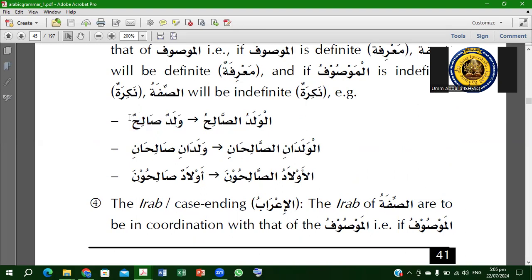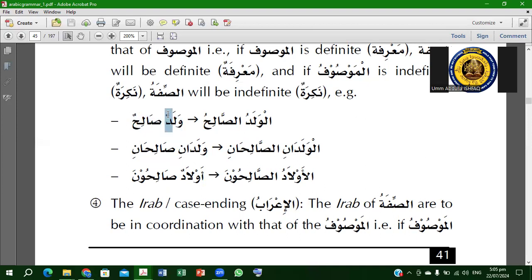And this together is murakkabe tawsifi, adjective phrase. Both the mawsuf and sifa should always match in all four things of a noun. For example, the type: is it a common noun? Yes, waladun is a common noun, so salihun also should be common. Is it a male noun? Yes, waladun is male, so salihun also should be male.